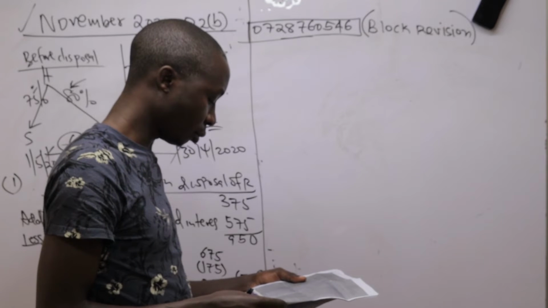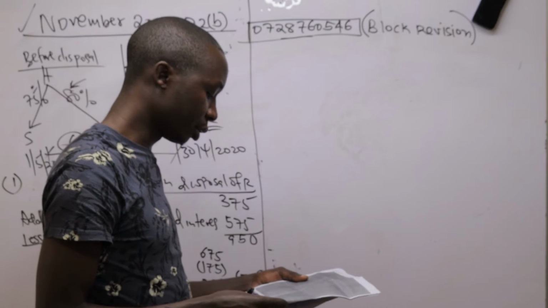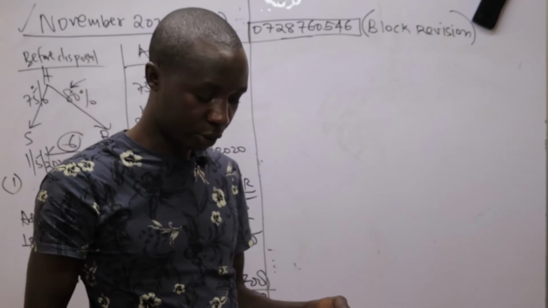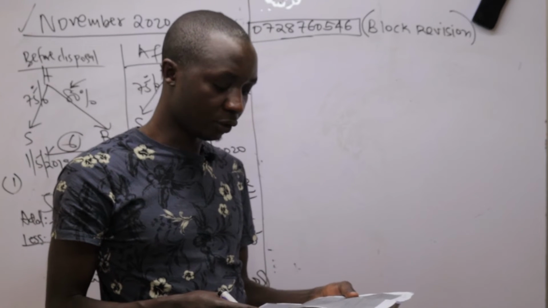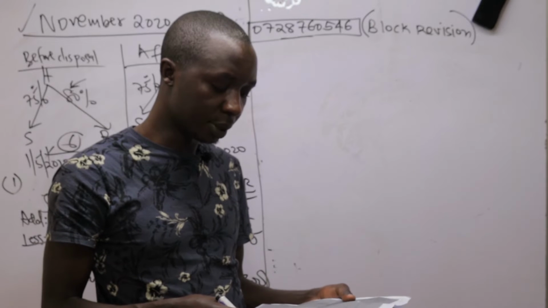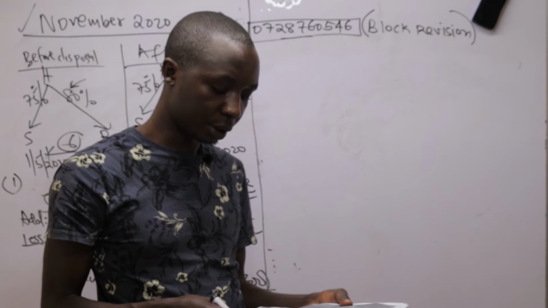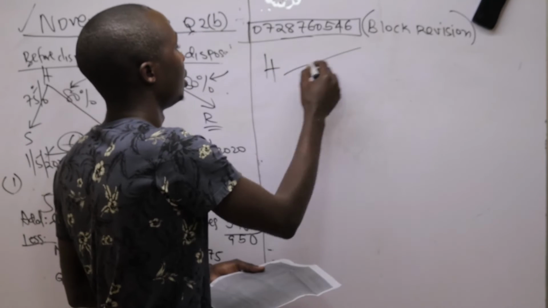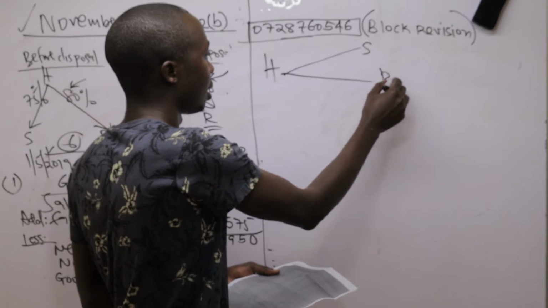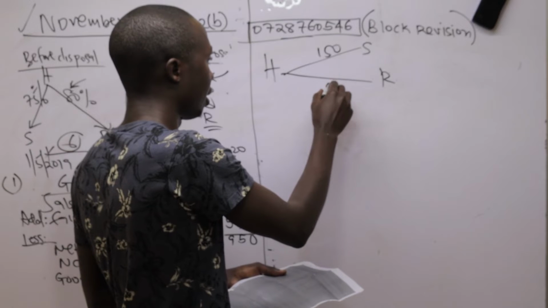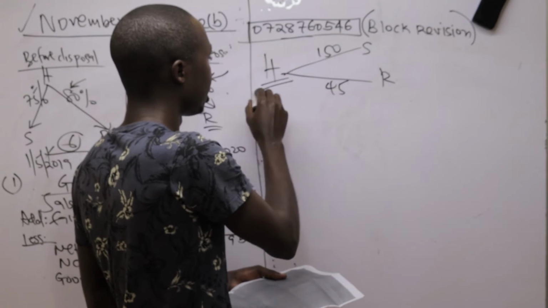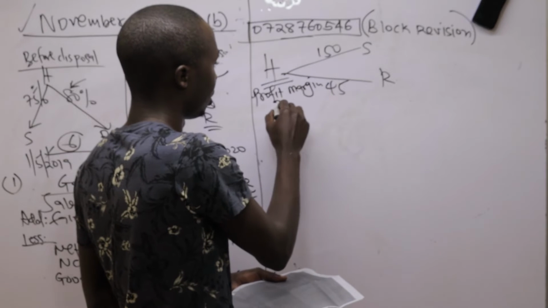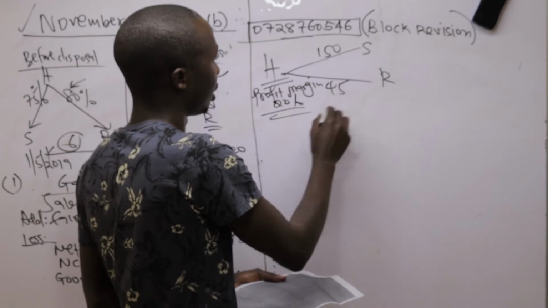Number 4. H Limited sold inventory to S and R. So there are some goods sold at the prices of 150 and 45 in the month of October 2019. H Limited sells goods at a gross profit of 20%. So these goods are sold by H to both S and R, at selling prices of 150 and 45. When H sells, he makes a profit margin of 20%.